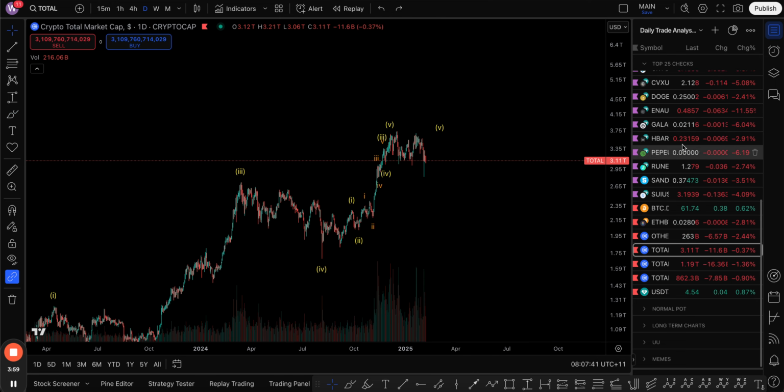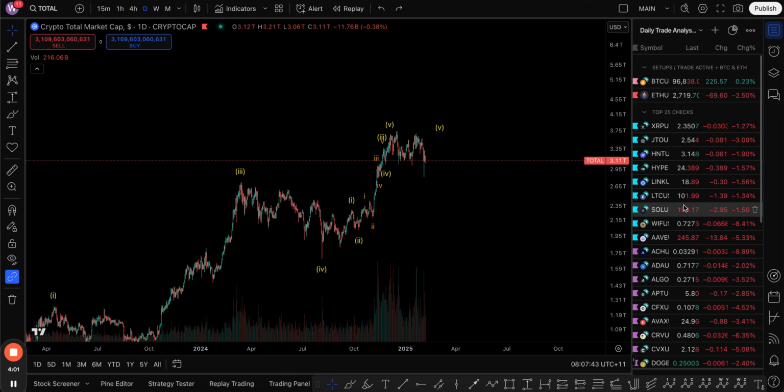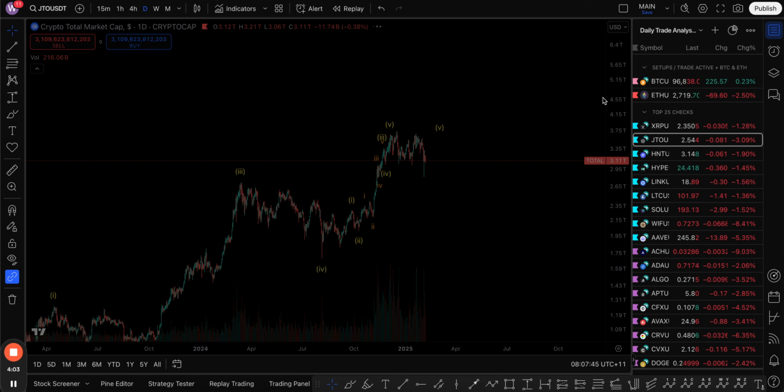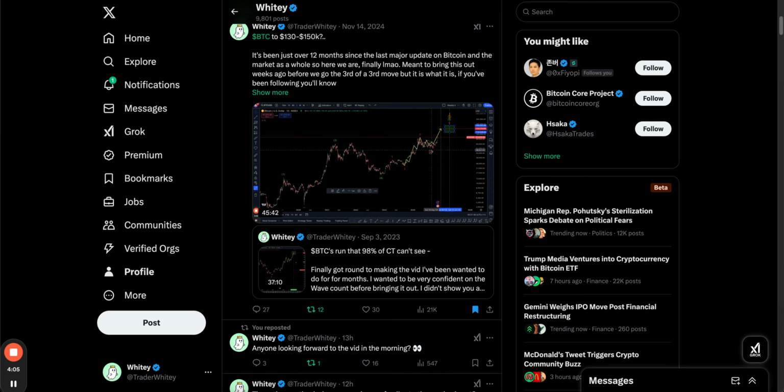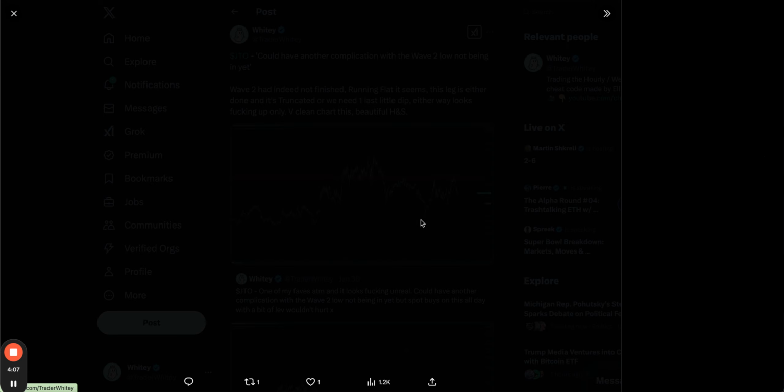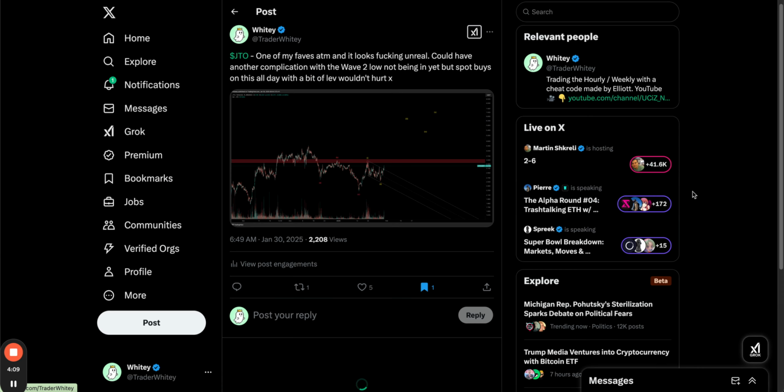In terms of, do you know what, I'll just do the catch up, and then I'll go more into this. But JTO, through the week we've been showing, if you remember me saying, it looks like one of my faves, but I did say, look, another complication for the wave two low not being in.